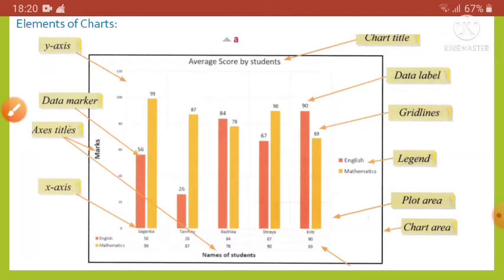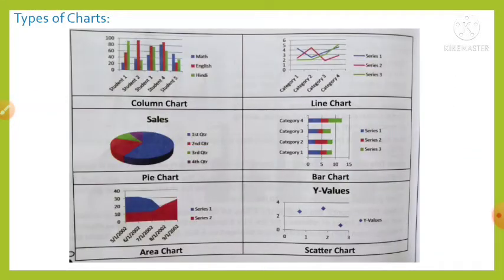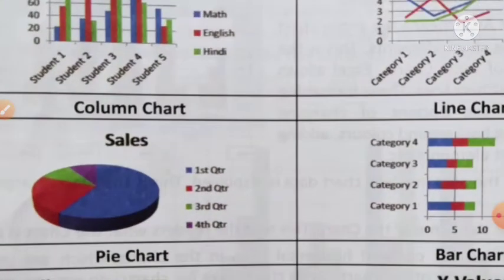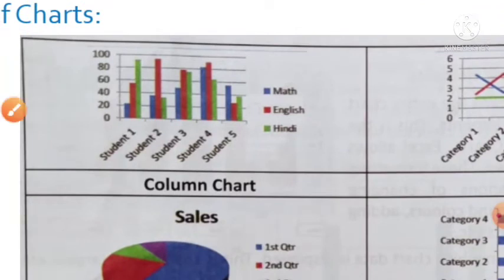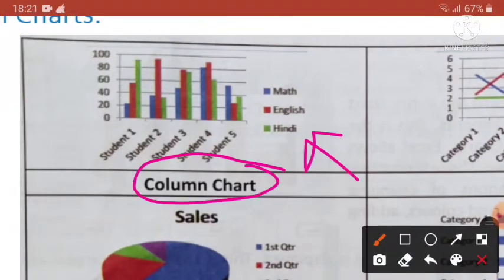So already we have learned about the elements of charts. Now we will be looking at the types of charts. Excel 2016 has a wide variety of chart types. The selection of the correct chart type will depend on two things: one, the purpose for which you are using a chart, and two, the data on which we are creating the chart. It provides the option of creating all the following charts. Number one is the column chart.